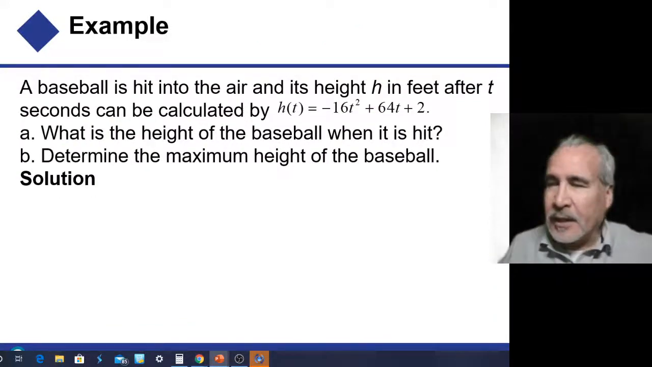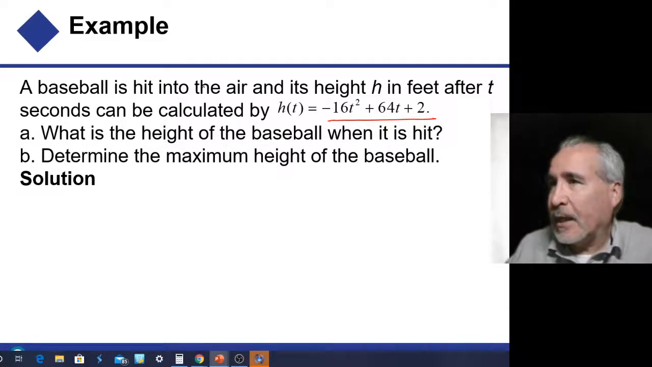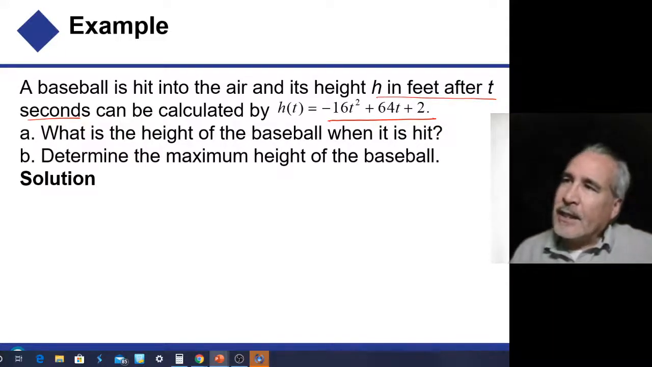So now we've got this one, and this will be our last one for this particular unit. Here's our formula. What is the height of the baseball when it is hit? Okay, the baseball is hit into the air, and its height, h in feet after t seconds, can be calculated by this. So the output is height, the input is t seconds. So before it's hit, or at the instant it's hit, that's really time 0. T seconds after it's been hit. So if you put in 0, you can see it's going to be 2 feet tall. So the ball came in at 2 feet, but then it got hit.